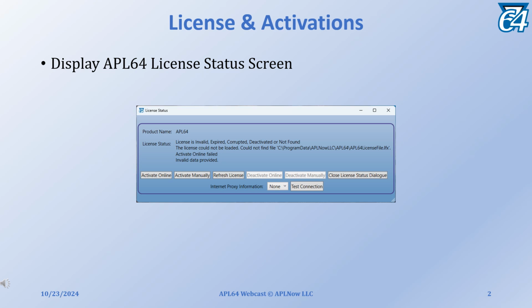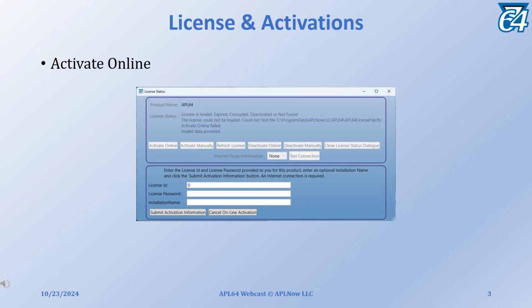Here, there are two options available to activate the APL64 software license, online and manually. The simplest and most straightforward option will be to activate online. So let's proceed with this option first. Clicking Activate Online will display this screen, provided the machine has an internet connection to access the secure licensing web server.